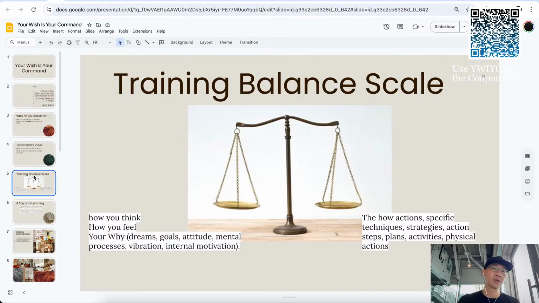Now, according to Kevin, he's more focused on how you think and how you feel. What is your why? Your dreams, goals, attitude, mental processes, vibration, internal motivation. This is not just some fleeting thoughts that you have at a very surface level, where I'm going to have a positive mental attitude for about 5 minutes, but this is a constant state of being at a very, very deep level.